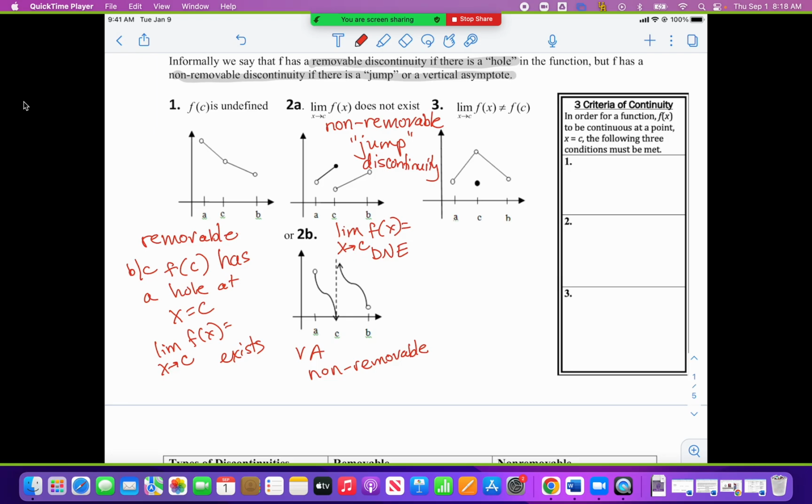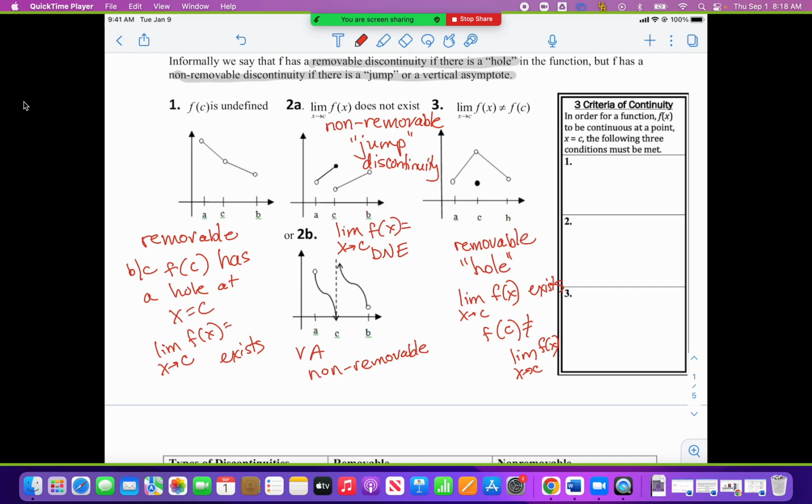All right, so what do we think about the third one? What type of discontinuity is it? It's removable because it's a hole, right? But in this one, the limit exists. However, f of c does not equal the limit. All right, so the big idea here is this column to the right.